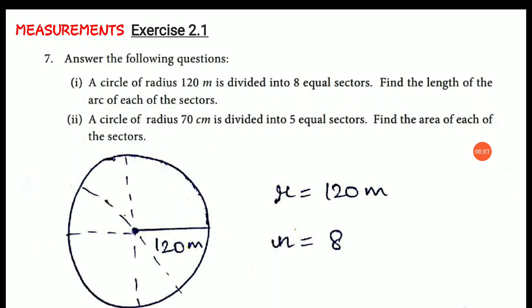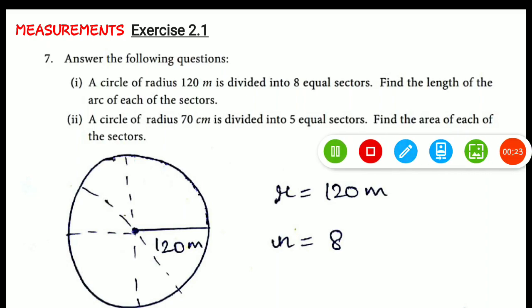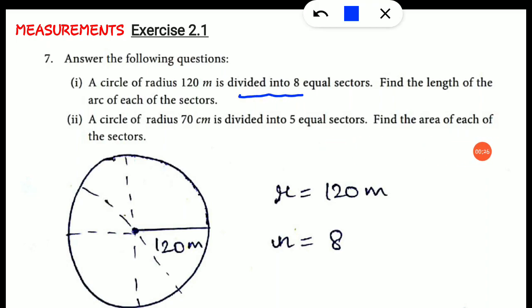So I believe you have learned the proper usage of these 7 formulas. Now we are going to continue the exercise 2.1 sums. Okay. Now look at the 7th question. A circle of radius 120 meter is divided into 8 equal sectors. That means this value is called n. Clear? Then they are asking you to find the length of the arc of each of the sector.